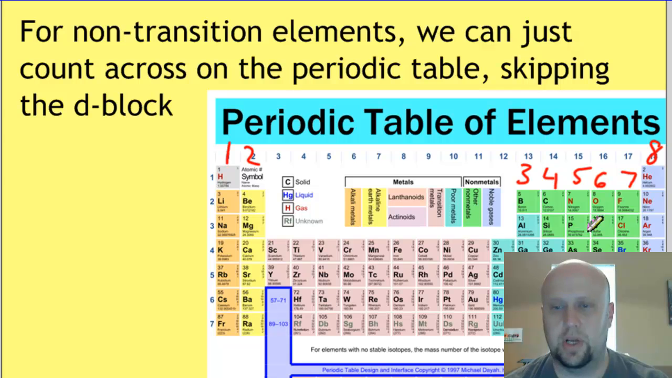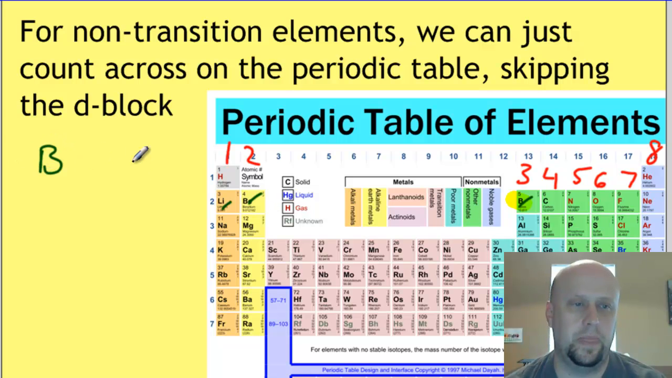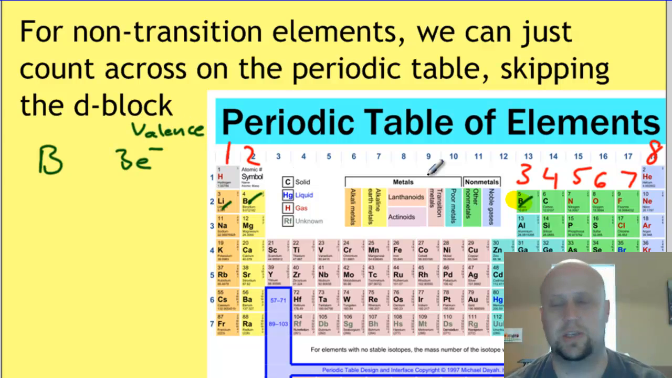So if we wanted to look at, say, boron, we find it and we just count across. Obviously I have my numbers here, so we know it's going to be 3. But I would just start at the end of the S block here and count: 1, 2, 3, and so boron has 3 valence electrons. Let me label that just so that we know that that's only valence.